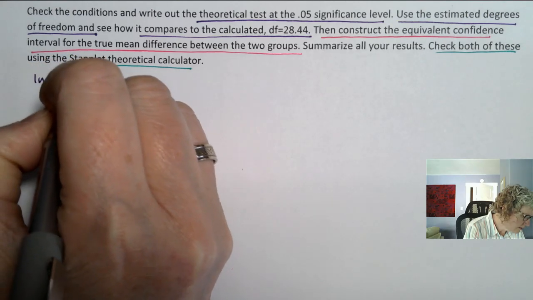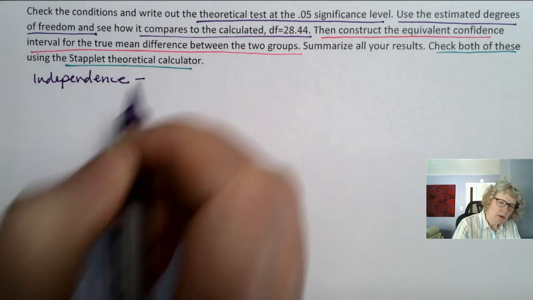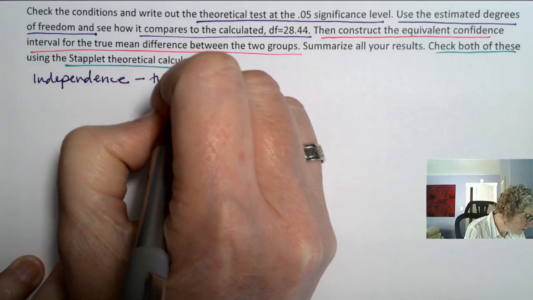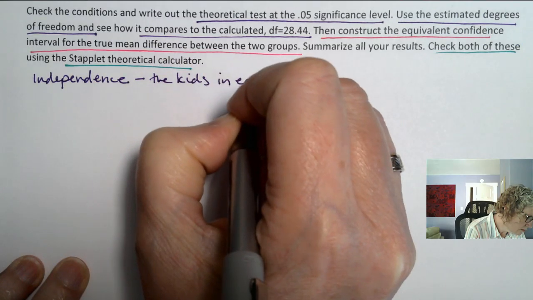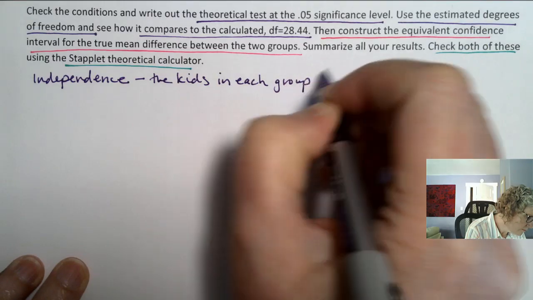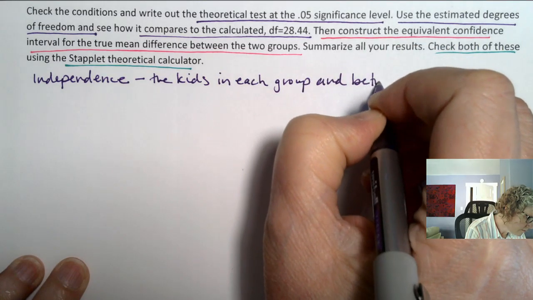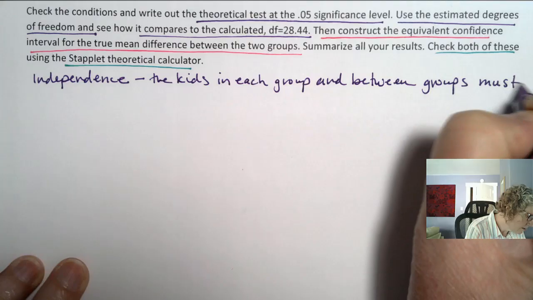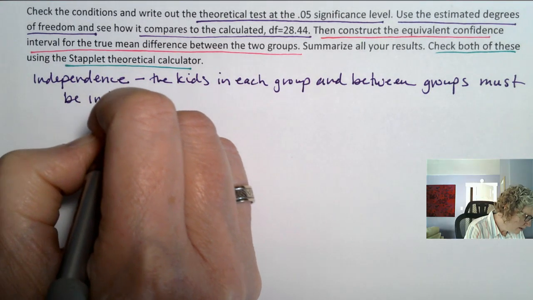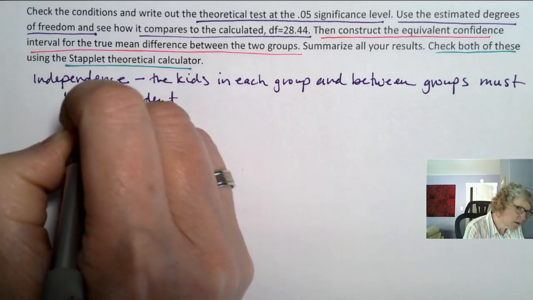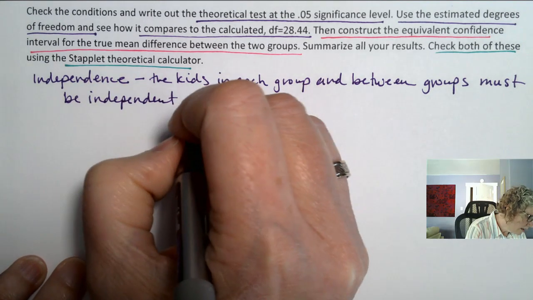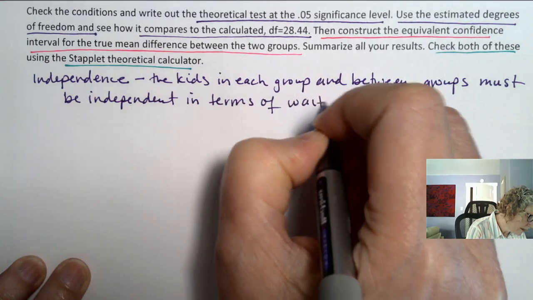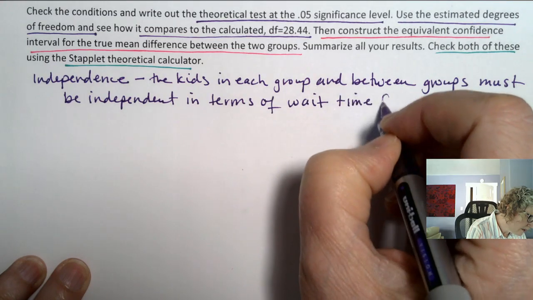Independence. Okay, so the kids in each group and between groups must be independent in terms of wait time, wait time for a treat.